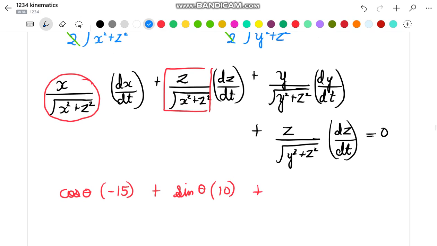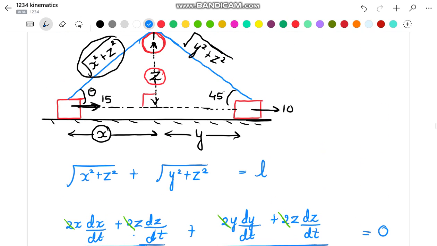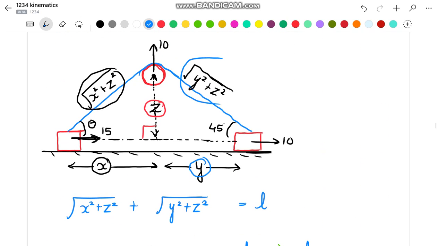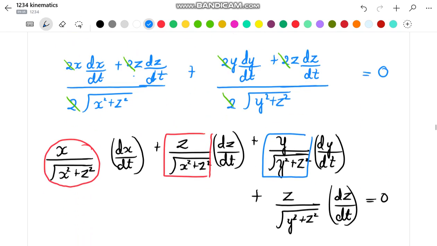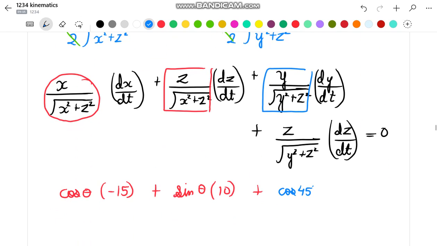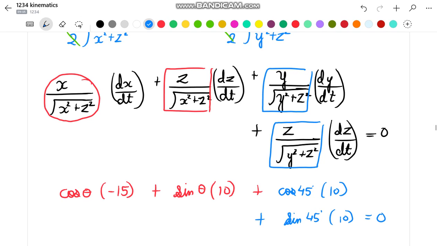Similarly, you can substitute the value of this particular expression, which is again with the help of this triangle, can be written as cos theta, that is cos 45 degree. The value of dy by dt is 10. Plus, this last term can be written as sine 45 degree. The value of dz by dt again is given to be equal to 10.